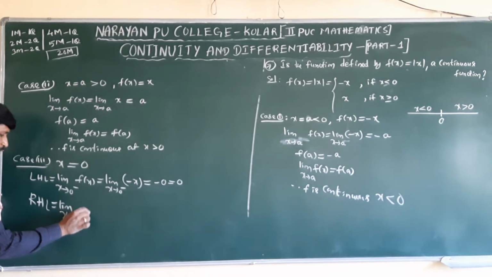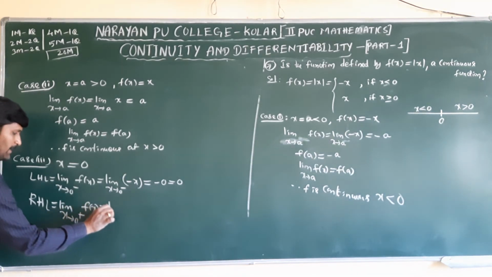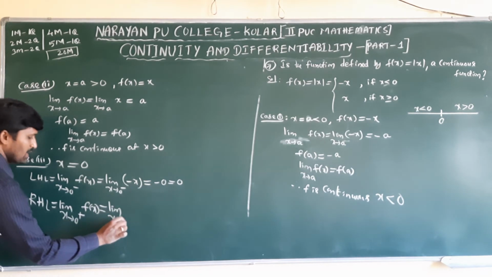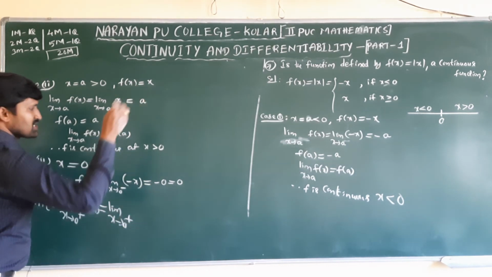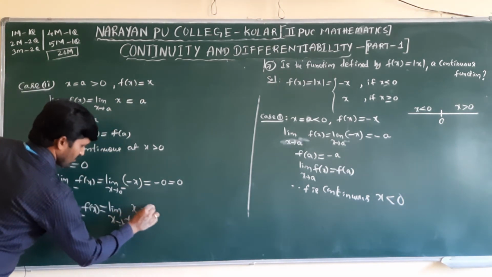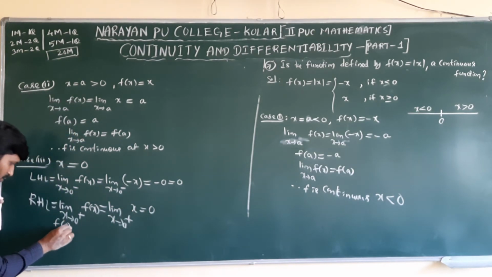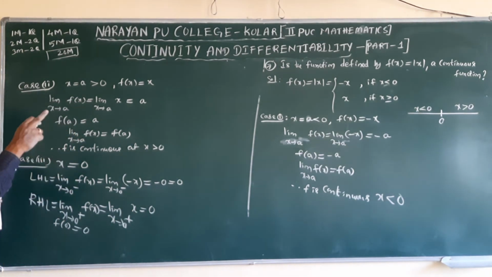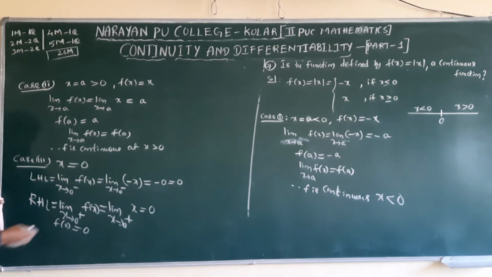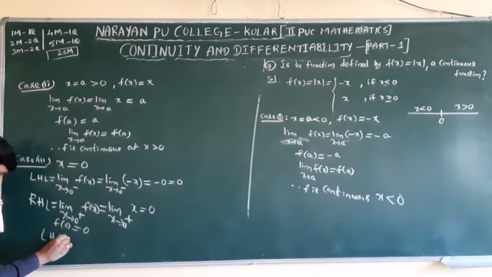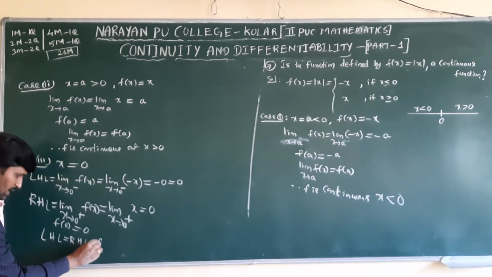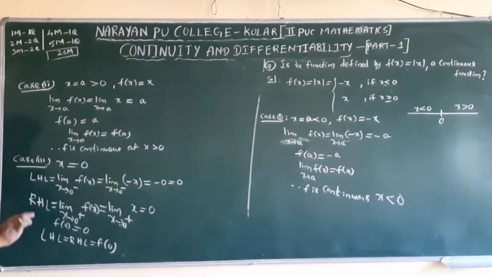Next, RHL. Limit x tends to 0 plus f of x. For x tends to 0 plus, more than 0, the function is x. Next, f of 0. At exactly 0, the function is x, and the x value is 0. Now all three values are equal. LHL equal to RHL equal to f of 0. This is the only formula for checking continuity at a point.